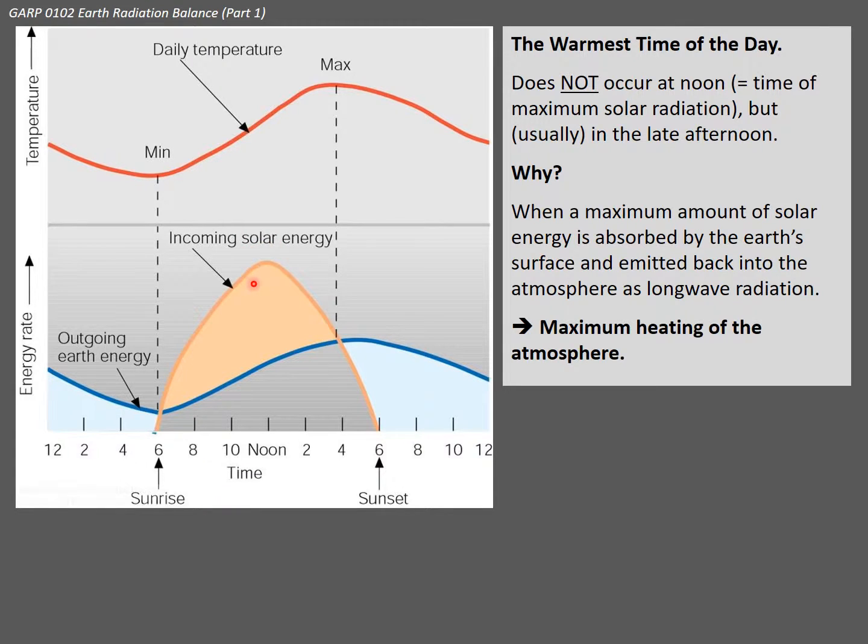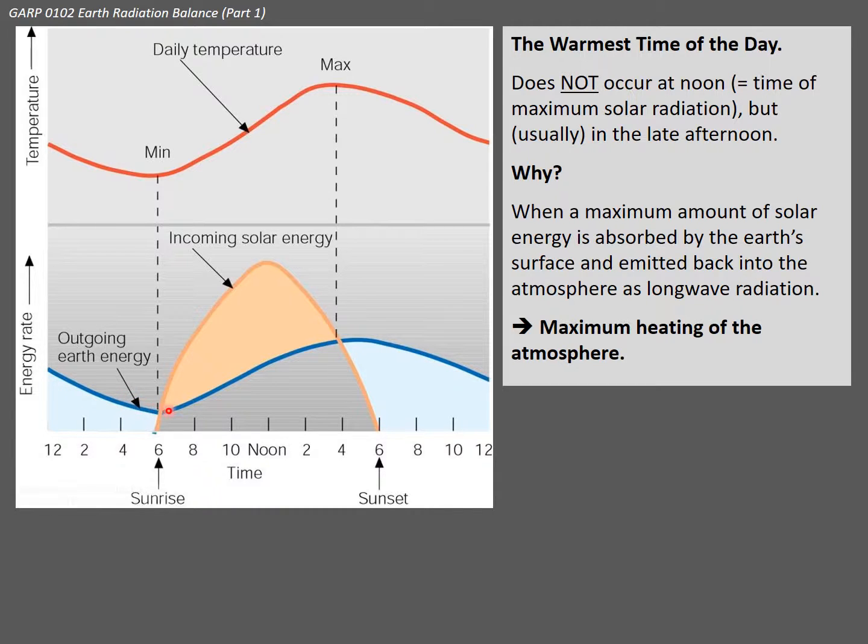But of course, the atmosphere is primarily warmed from the Earth's surface. So you have to add together what happens to the outgoing long-wave radiation that the Earth emits and what comes in from the sun. And when that reaches a maximum, you get maximum heating of the air and you get the warmest air temperature. When you think about that, well, it makes sense, right?